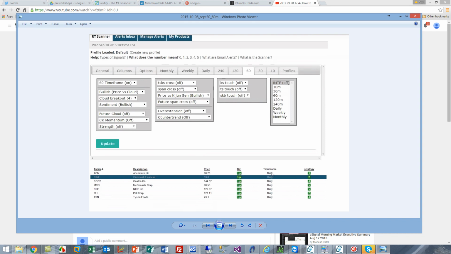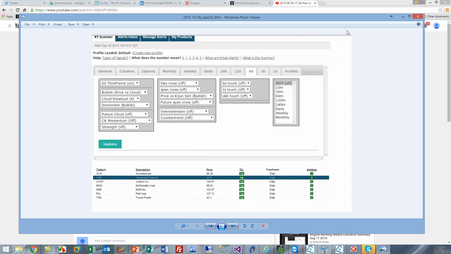These are 60-minute setups. This is giving you a daily view here. So we're going to look at each one of these stocks. The very first one we're going to look at is going to be ACN.